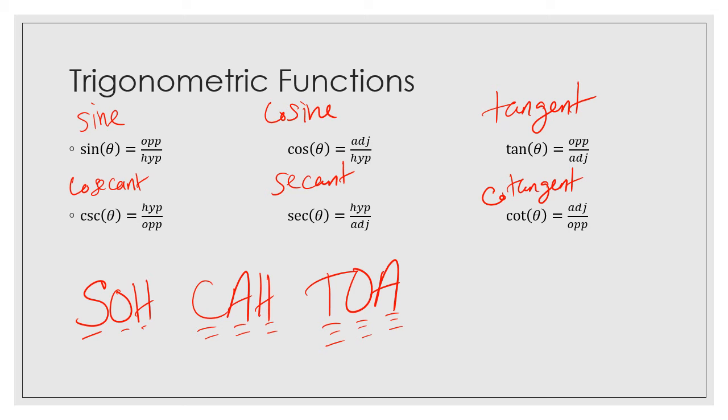Once we get into cosecant, secant, and cotangent, these are what we call the reciprocal functions. When I say reciprocal, I mean that we flip the numerator and the denominator. So cosecant is the reciprocal of sine: hypotenuse over the opposite. Secant is the hypotenuse over the adjacent. And cotangent is the adjacent over the opposite.